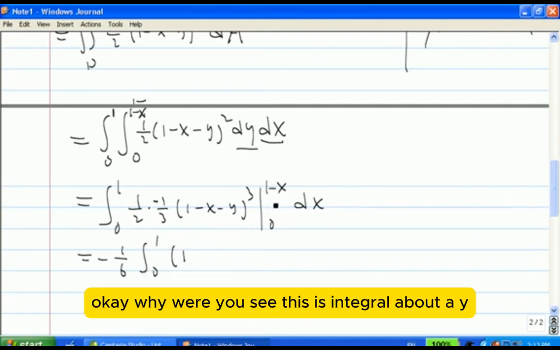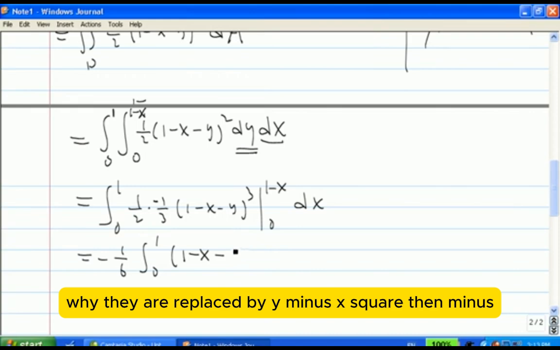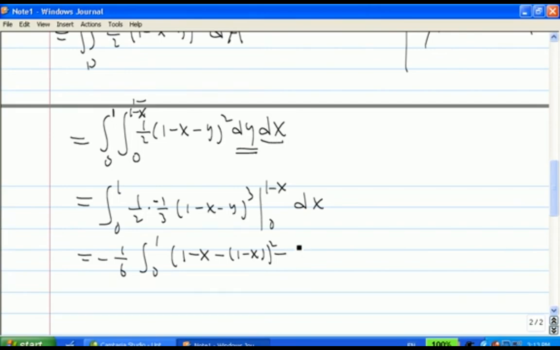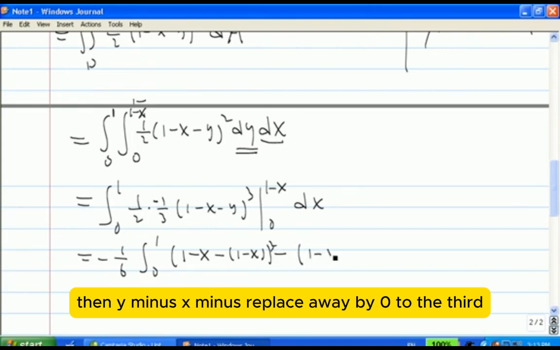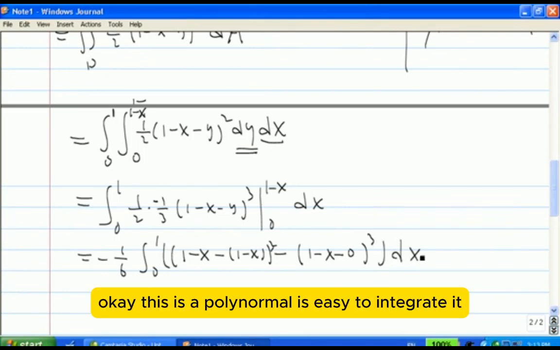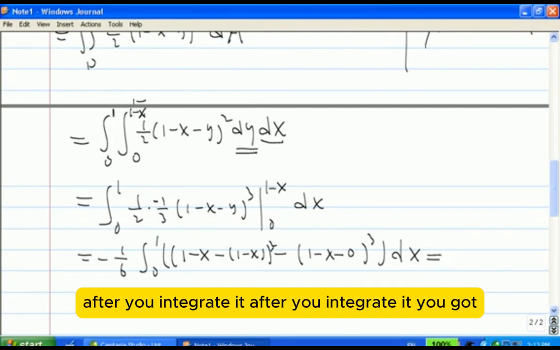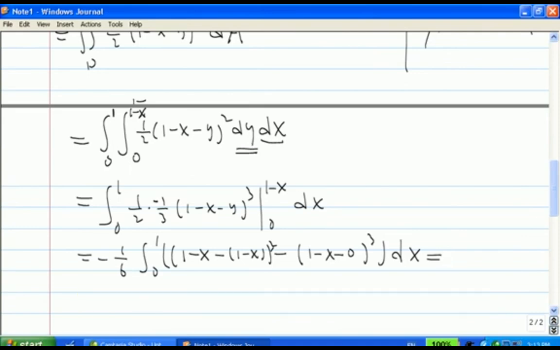Whenever you see y there, replace it by 1 minus x, so (1 minus x minus (1 minus x)) to the third, then minus (1 minus x minus, replacing y by 0) to the third. This whole thing dx. This is a polynomial. It's easy to integrate. After you integrate it, you get 1 over 24.